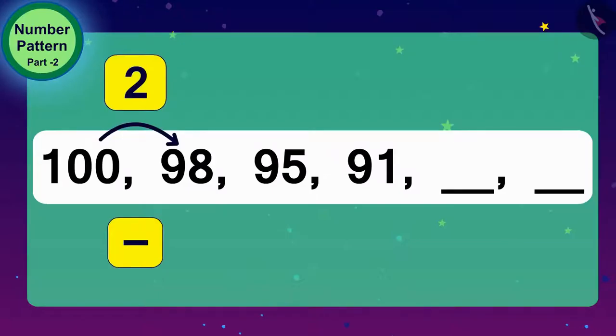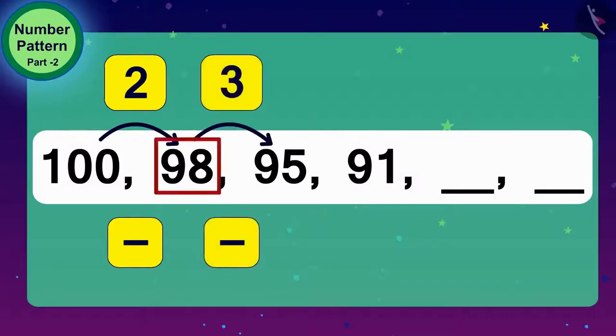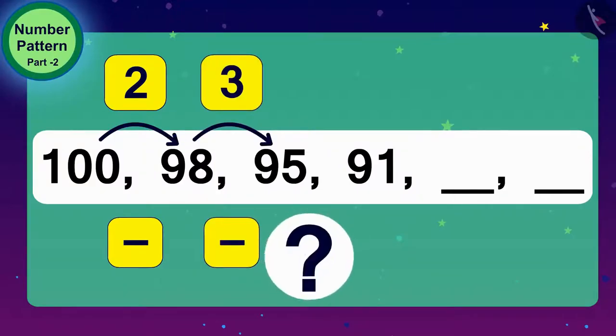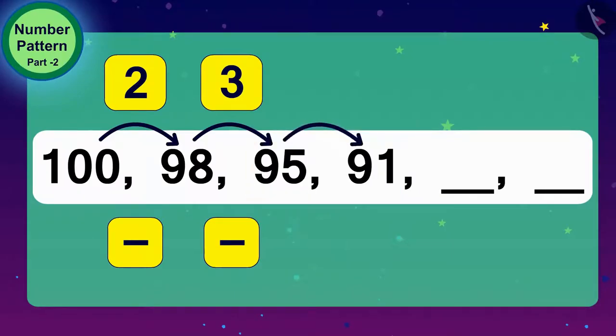And what will we do to reach 95 from 98? We will subtract 3 from 98. Now, what do we have to do to get 91 from 95? Alright, we have to deduct 4 from 95.